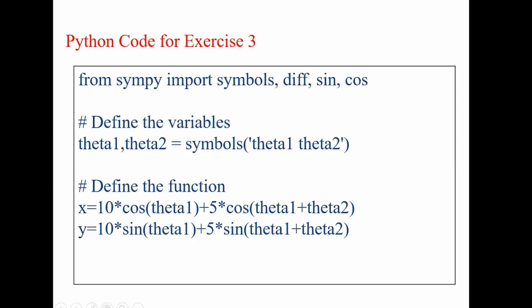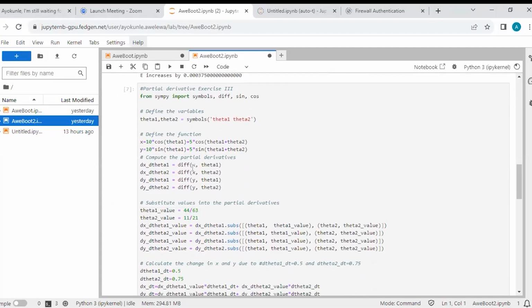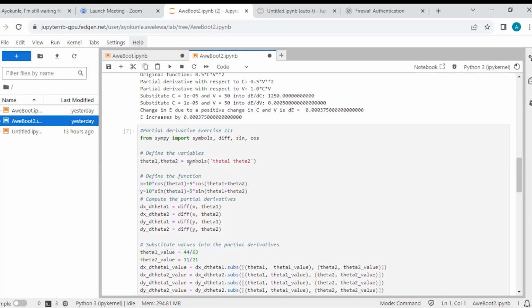Python is also a very good companion here for exercise 3. This is what we have. Again, θ1, θ2 changing, so we symbolize them as this. And then we define the functions x and y. You can use different variable names as you please. And then we compute the derivatives. Can you see the derivatives? Partial of x with respect to θ1, partial of x with respect to θ2, partial of y with respect to θ1, partial of y with respect to θ2. That's what we have here.